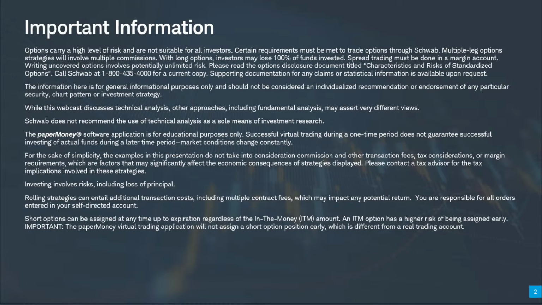So before we get started, let's dive into those important disclosures here. Options carry a high level of risk and are not suitable for all investors. The information that we're going to cover is for general informational and educational purposes only and should not be considered any type of advice. We are going to go through the paperMoney software application today. Keep in mind that there are some major differences between paper and live. One of them we will see on the scan tab when we go through that. Keep in mind that if you're following along with the scan, our study filters do not work in paperMoney. They only work in live.